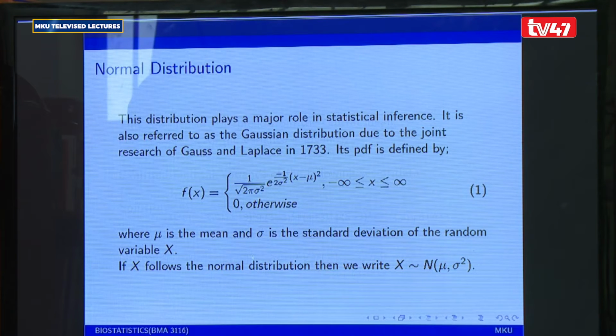Now, in statistical inference, as I had introduced, the commonly used distribution, and in fact other distributions that are normally used in statistical inference, that is the student's T distribution, the student's F distribution, and the chi distribution, are all derived from the normal distribution. Now, the normal distribution is defined on two parameters.